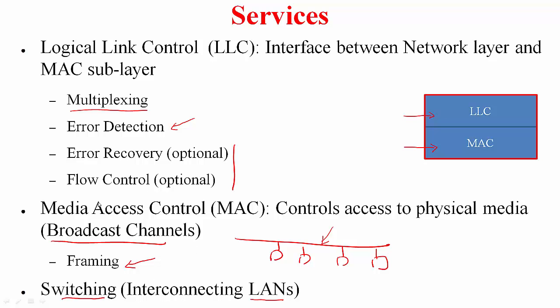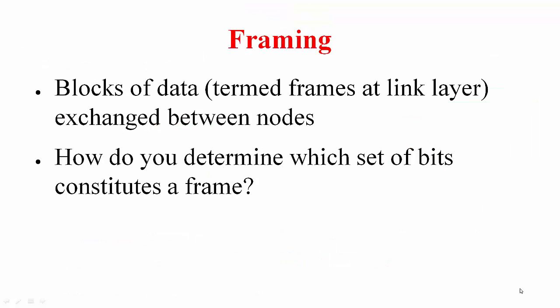Again, if things are not clear, don't worry. We are going to cover a lot of these things as part of this course. Framing. So what's the problem here? A frame is nothing but a block of data, basically a bunch of bits, and these frames could be sent back to back over the link. So the problem here is, how do you determine which sets of bits constitute a frame?